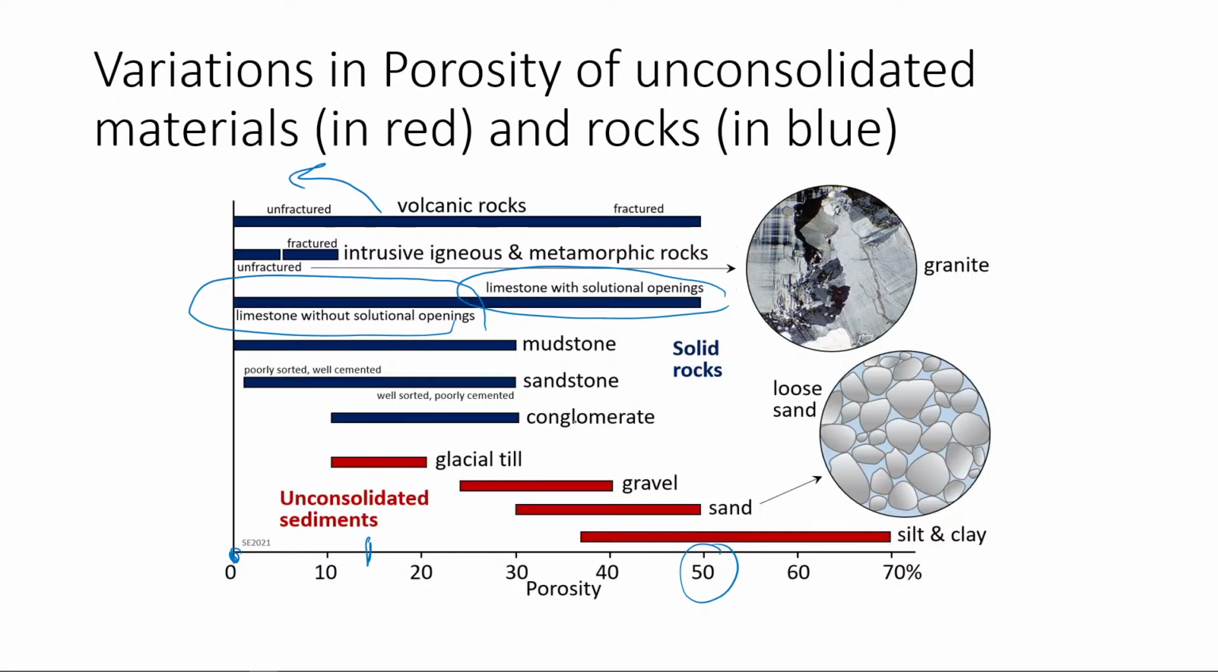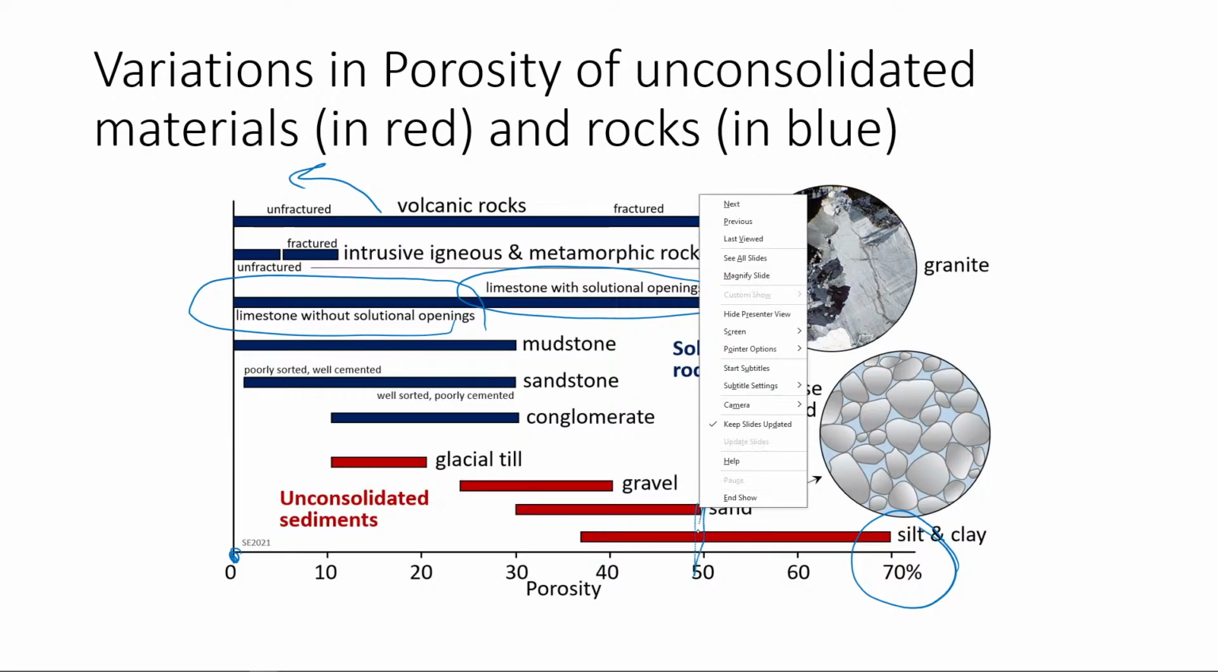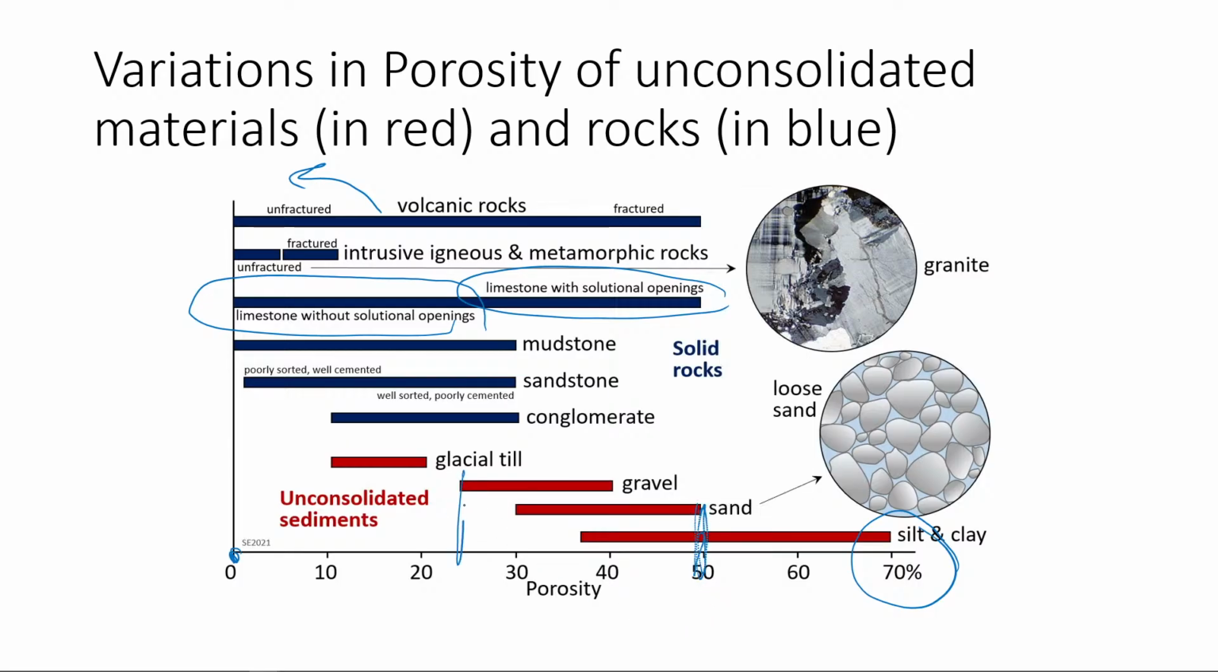Mudstone, sandstone, conglomerate, it's difficult for me to pronounce this word, conglomerate. And then here, gravel, sand, silt, and clay. So silt and clay could be up to 70%. And now we know why these could have high porosity. Sand and gravel, we know that this is a theoretical limit for them. Here, this is because of like charges. Here, that would be because of not particle size, but because of sorting and packing.